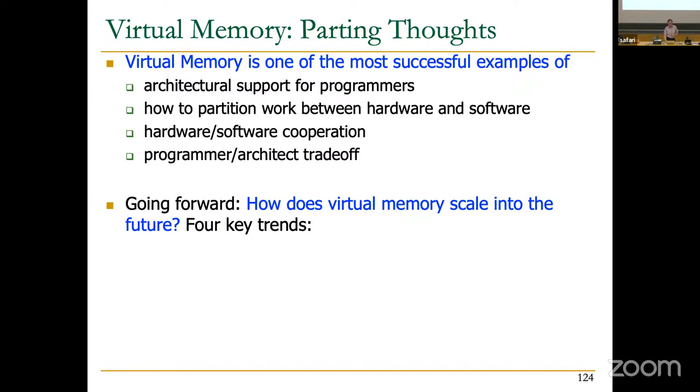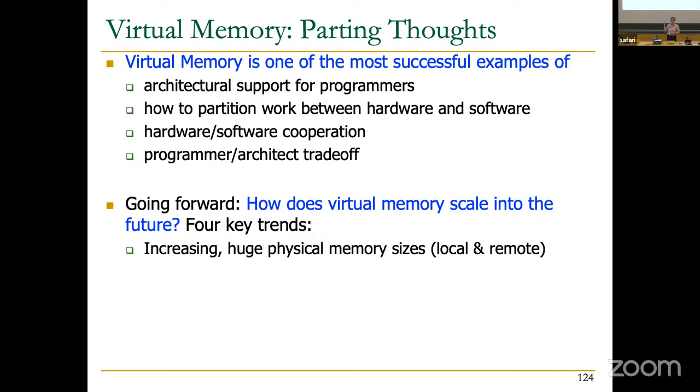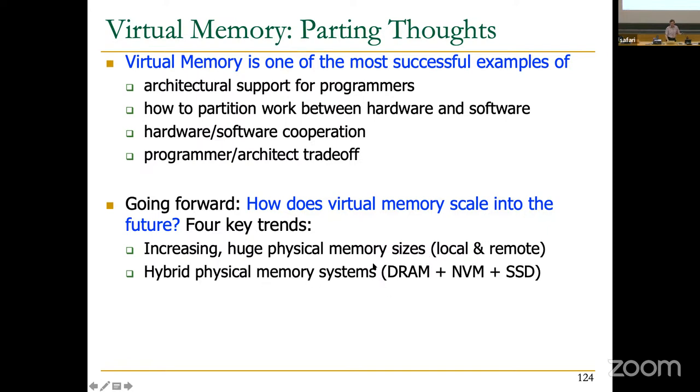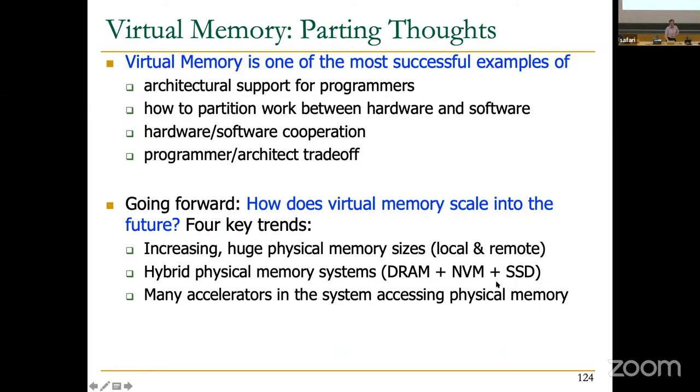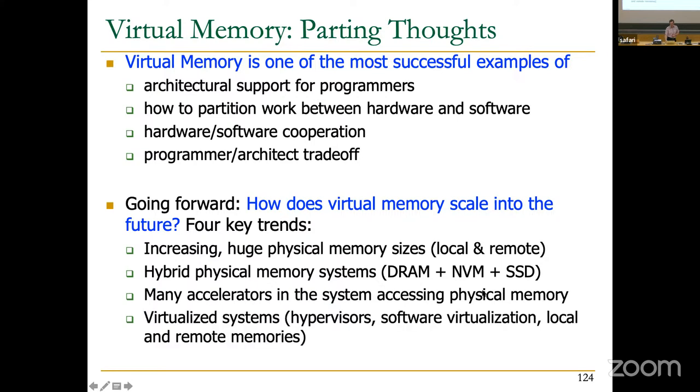Okay, so going forward, how does virtual memory scale into the future? Basically, it's not going to scale easily. A lot of energy is actually spent on virtual memory address translation, a lot of cost, a lot of performance, et cetera. We usually ignore this cost. We don't even count it when we talk about it, right? So physical memory sizes are increasing, both local and remote. We have hybrid physical memory systems, DRAM, non-volatile memory, SSDs. We want to actually do that going into the future. There are many XRs in the system accessing and addressing physical memory. And we have virtualized systems, as we've discussed.